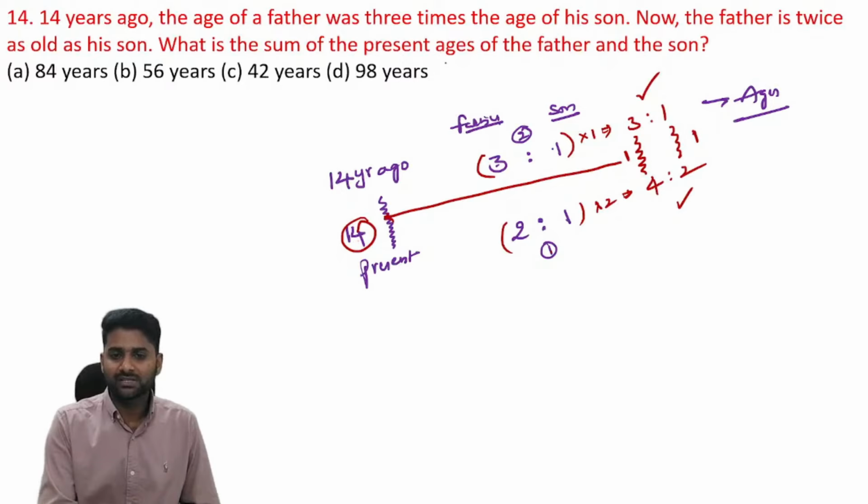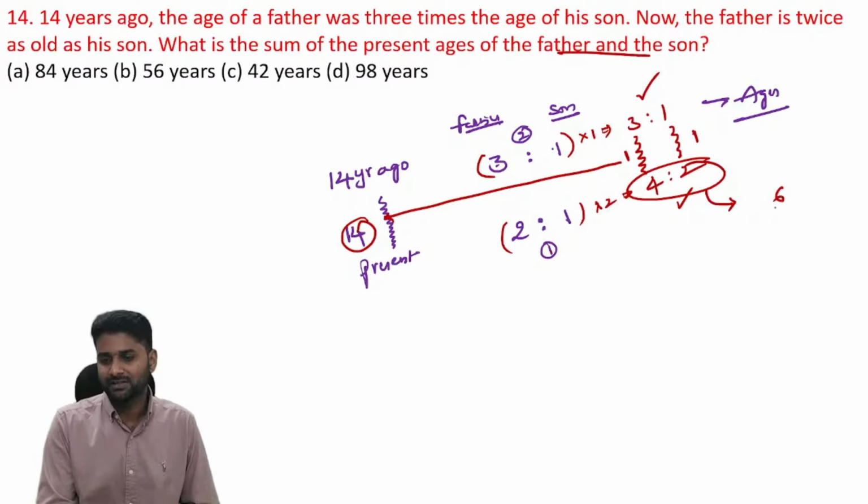Now the question: what is the sum of the present ages of father and son? The sum of the ages of father and son is 6 units. Each unit is 14 years. So 60 plus 24 is 84 years.